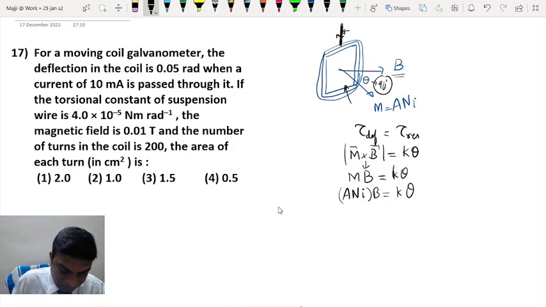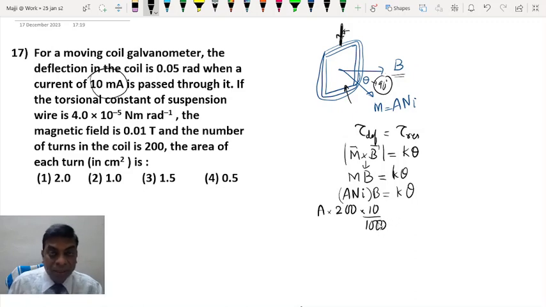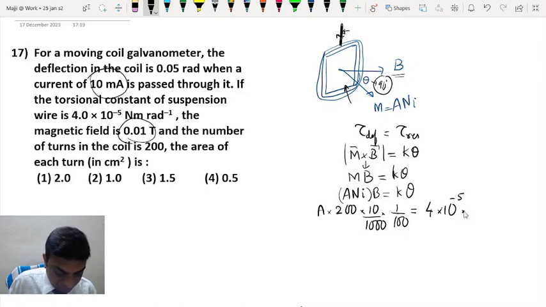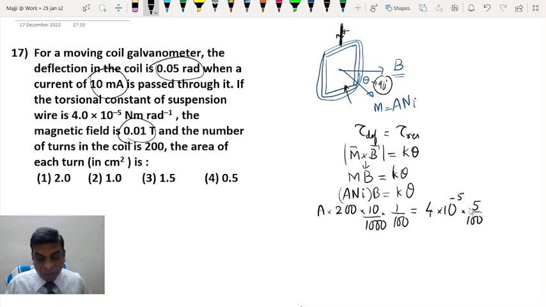So let us substitute the values. The area we have to find. The number of turns is given as 200, the current is 10 milliampere, so replace milli by the SI prefix, 10 to the power minus 3. The magnetic field is given as 0.01, which I can write as 1 by 100. The torsional constant is 4 into 10 to the power minus 5 newton meter per radian, and theta is the angle of deflection, which is 5 by 100. I have substituted all the quantities in SI units and I expect the answer in SI units.